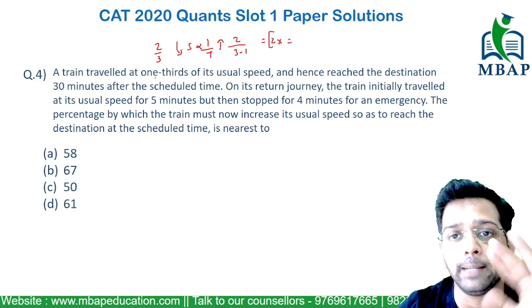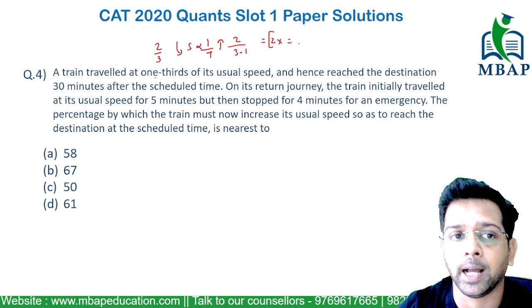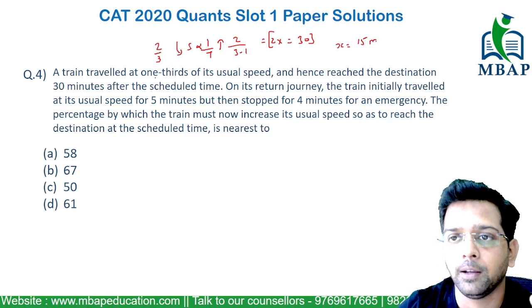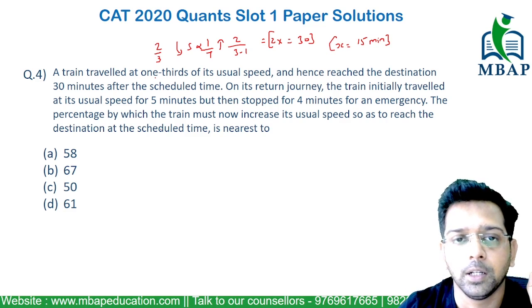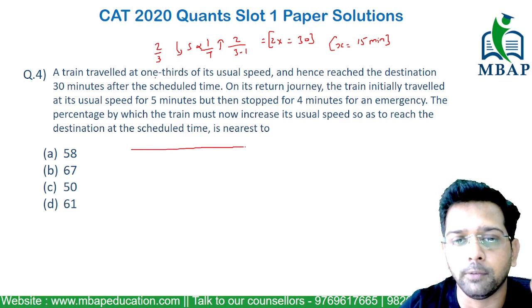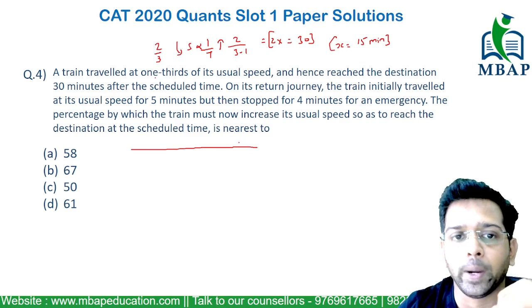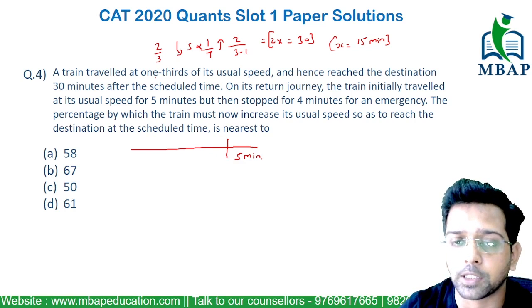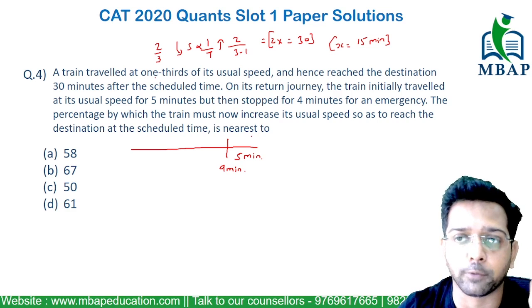So I'll take 2 times the actual time. And if I take twice the actual time, I'm reaching 30 minutes after the scheduled time. So 2x is 30, so my actual time will be 15 minutes. I repeat, my actual time is only 15 minutes. So the journey is only for 15 minutes, right? Now, on its return journey, for the first 5 minutes, everything was normal. And then the train actually got halted. So the distance covered is only this much. But now the time will be 9 minutes. 4 minutes more you have to wait.